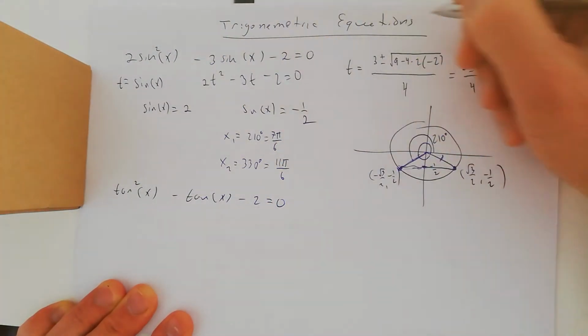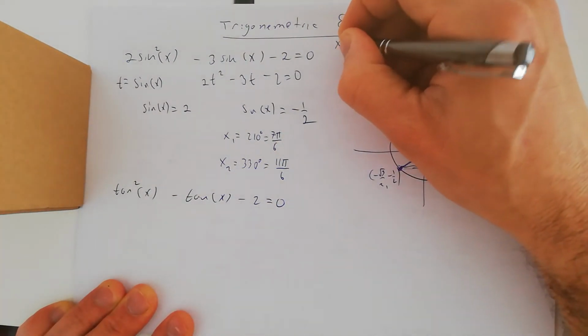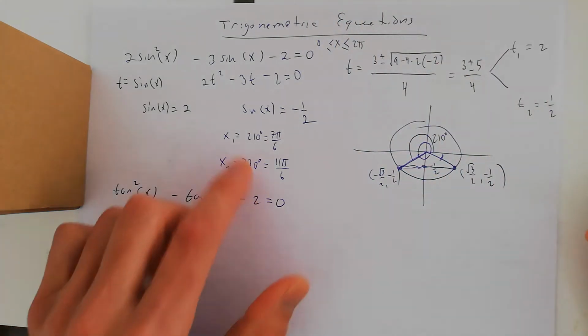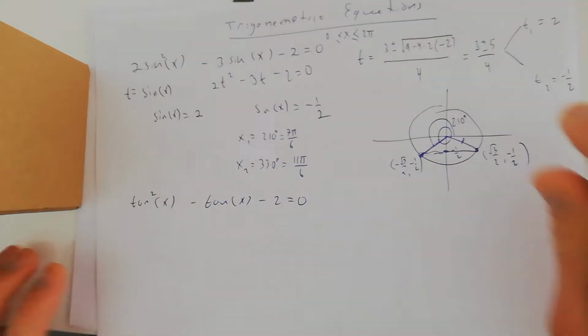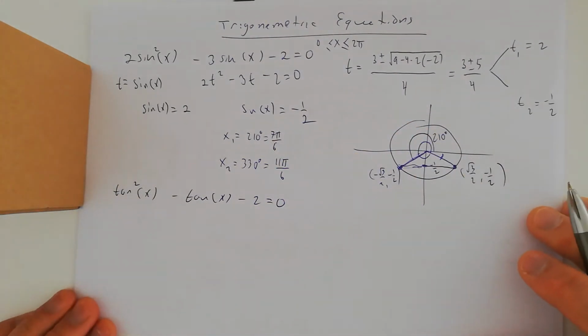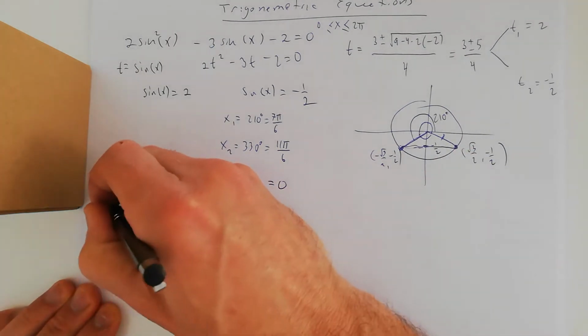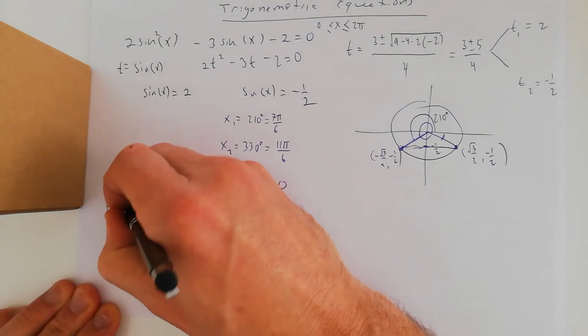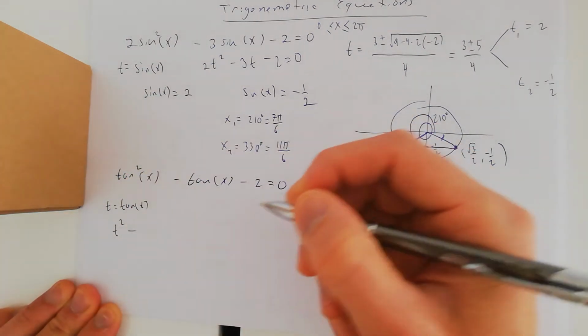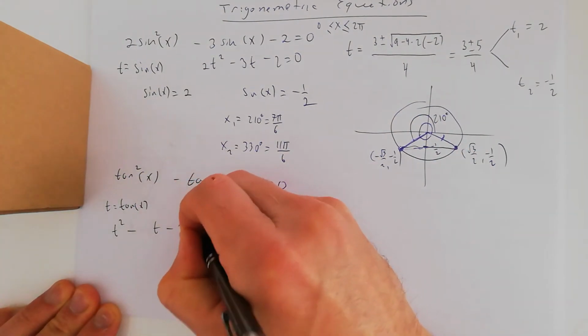Let's assume that we're looking for solutions in the interval 0 to 2 pi. So these are the two solutions of this equation in this interval. The second equation is solved similarly. Again, I'm going to make the change t equals tan of x. Therefore, the equation becomes t squared minus t minus 2 equals 0.